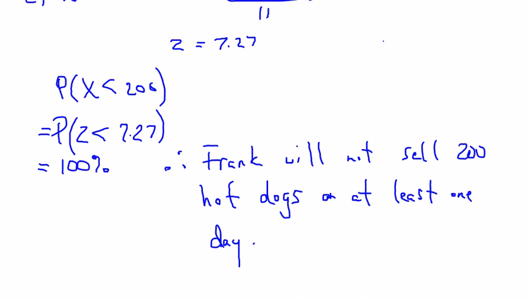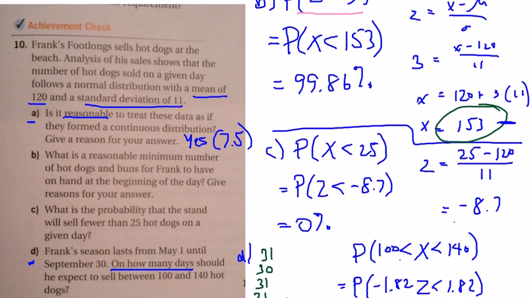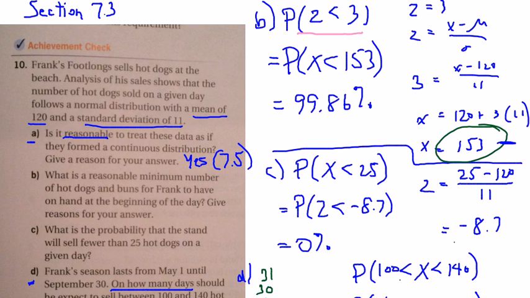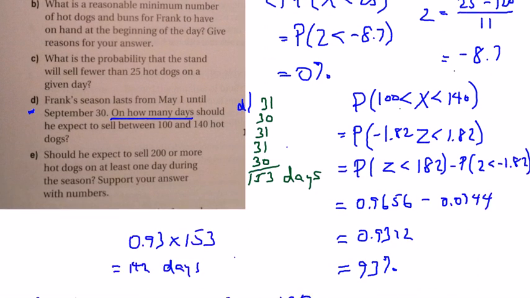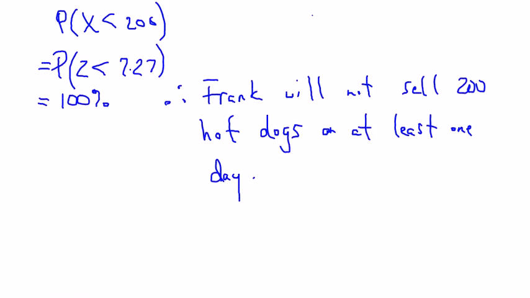But it did say at the very beginning that analysis of his sales shows that the number of hot dogs follows a normal distribution. Assuming that normal distribution, then no. Frank will never sell 200 hot dogs on any day. It's just far, far, far too unlikely based on the normal distribution.